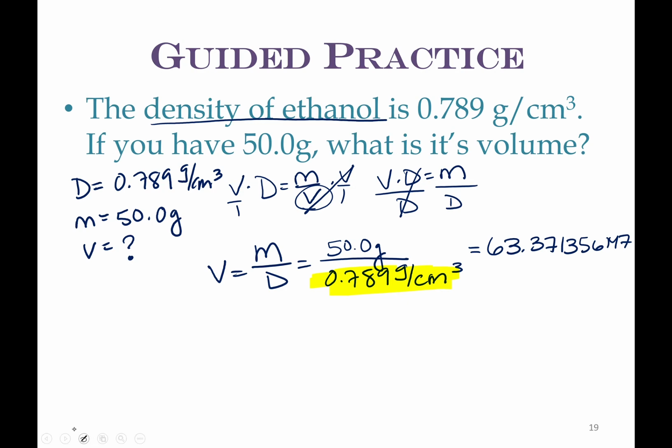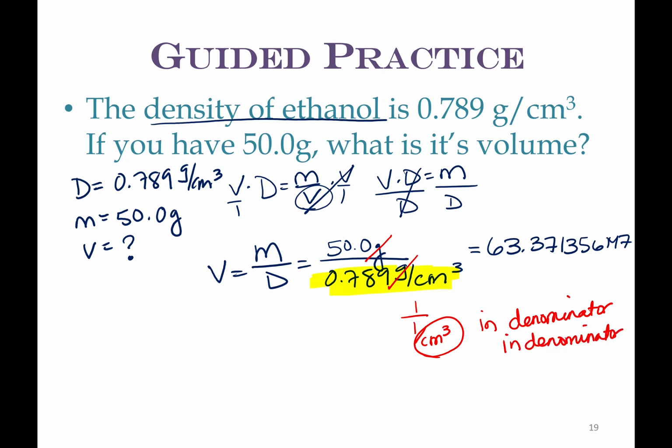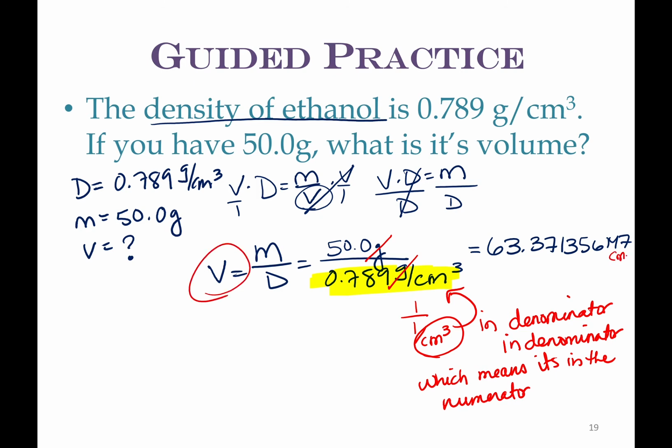Now, what's our unit? Grams in the numerator, in the top, are going to cancel with these grams in the bottom. And now essentially we have 1 over centimeters cubed. So this number is in the denominator, which actually means it's in the numerator. So our answer here should be a volume unit, and it is. It comes out to be centimeters cubed.